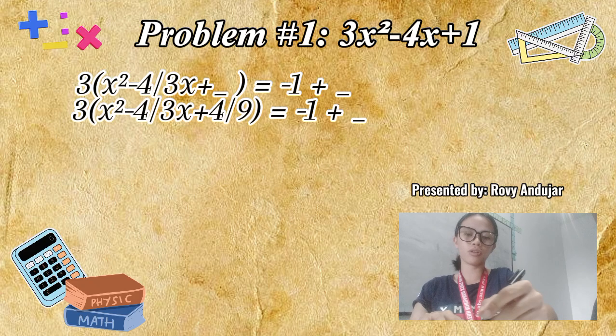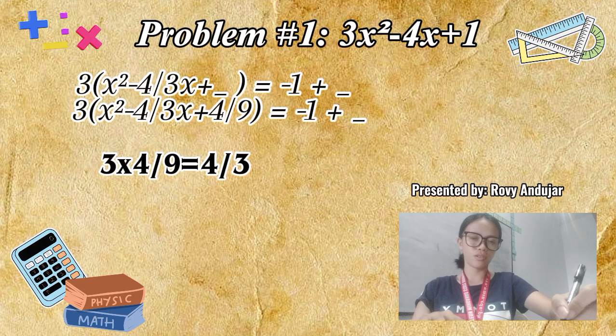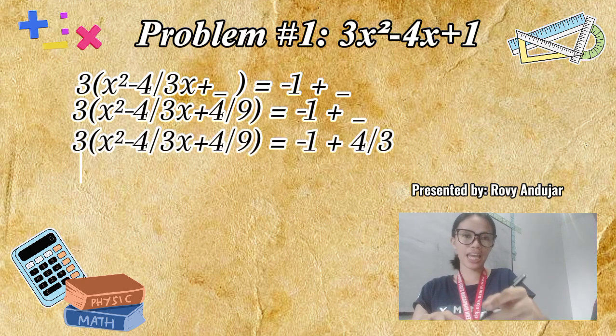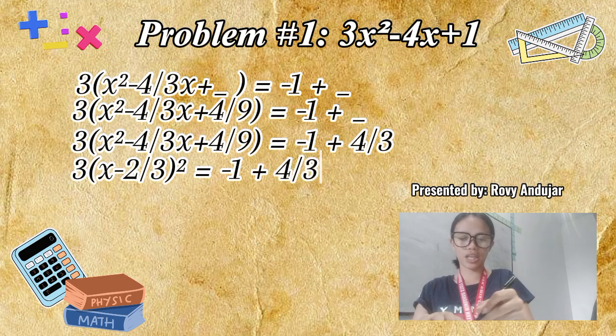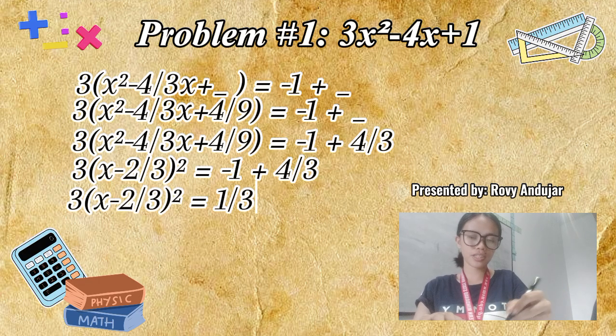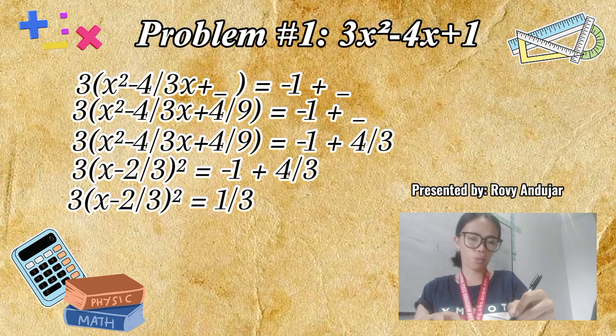Then here, we simply multiply 3 times 4 ninths. So 4 ninths times 3 is equal to 4 thirds. Now, as you can see, we have here a perfect square trinomial. So we will do factoring. 3 times (x minus 2 thirds) squared equals negative 1 plus 4 thirds. Copy again, 3 times (x minus 2 thirds) squared equals negative 1 plus 4 thirds is equal to positive 1 third.